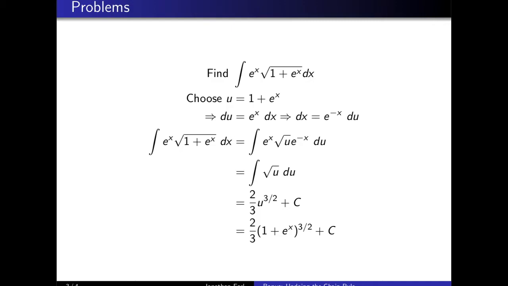So when we do that, we take u to be 1 plus e to the x. We still get that du is going to be e to the x dx. So we have a constant multiple of our derivative sitting in the numerator of our expression.